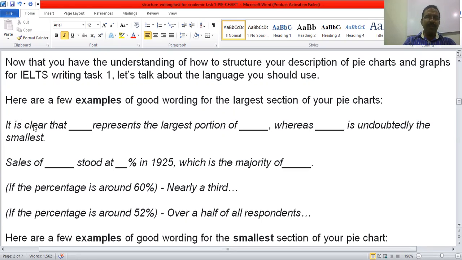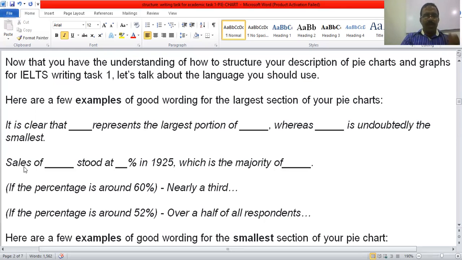smallest. Here we have used "it is clear that", and we have mentioned some products like meat and fish, whatever that represents. So this is the language you will keep in mind: represents the largest portion of meat consumption. It is clear that meat represents the largest portion of consumption, whereas fish is undoubtedly the smallest. There can be different things and you can compare them according to your requirement and need.